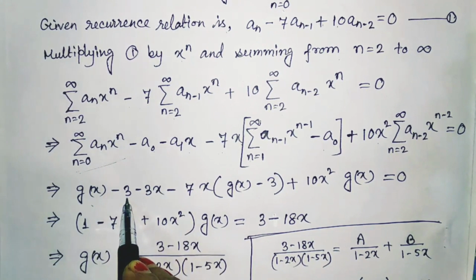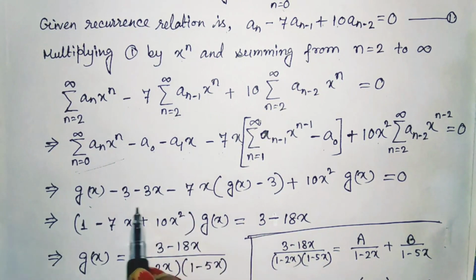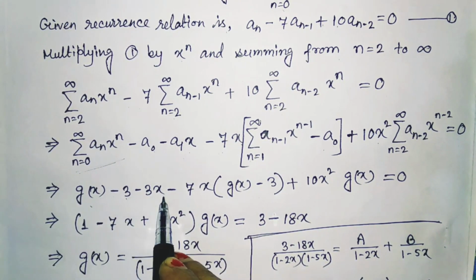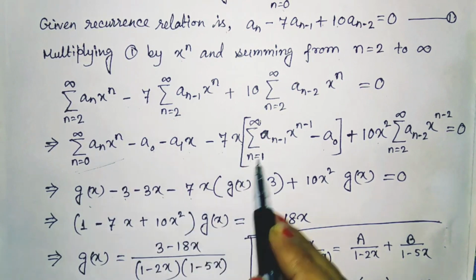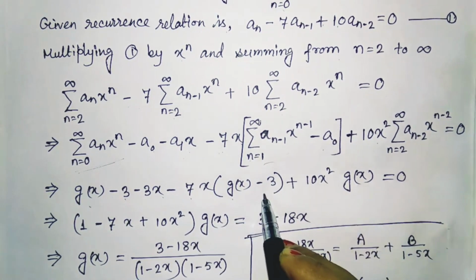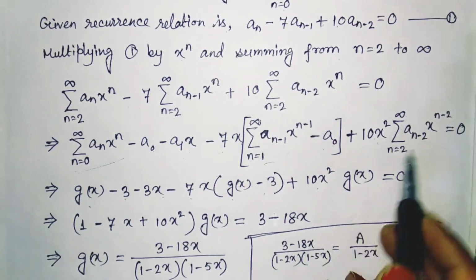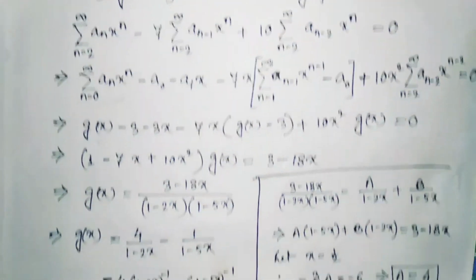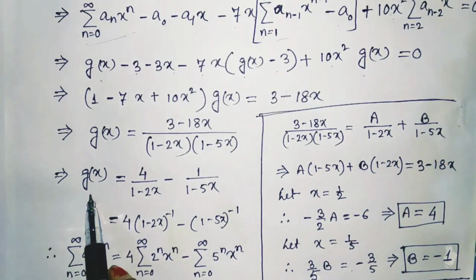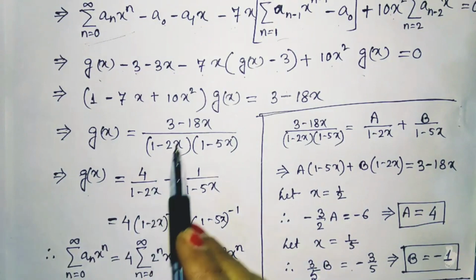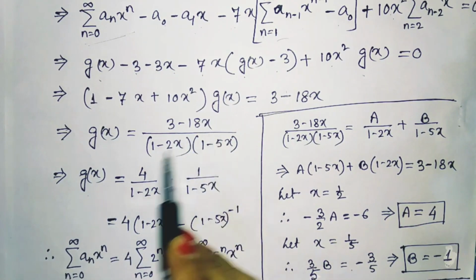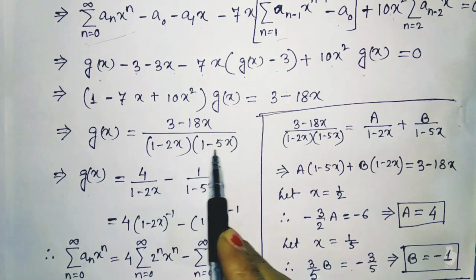a0 is given 3, a1 is given also 3. That's why we write minus 3 minus 3x. Then minus 7x, this one is g(x). a0 is 3. Then 10x square, and this is g(x). Now if we simplify, then we will find out g(x) equals (3 minus 18x) divided by (1 minus 2x)(1 minus 5x).